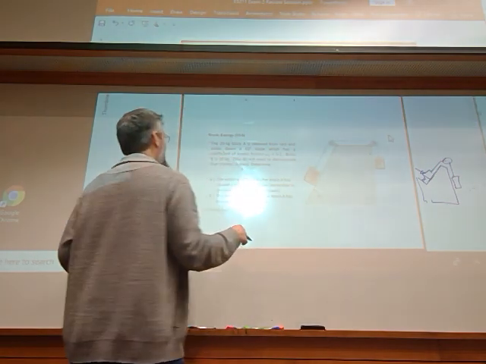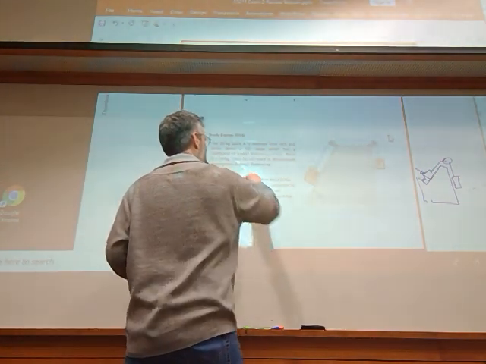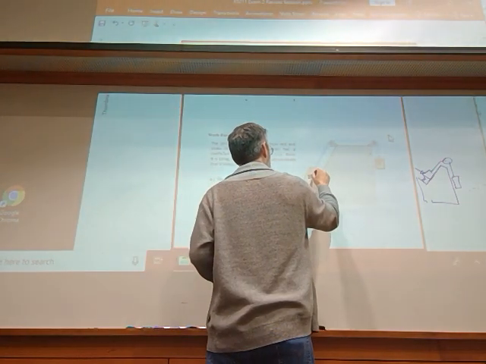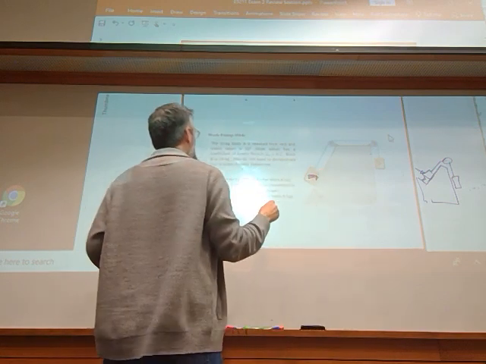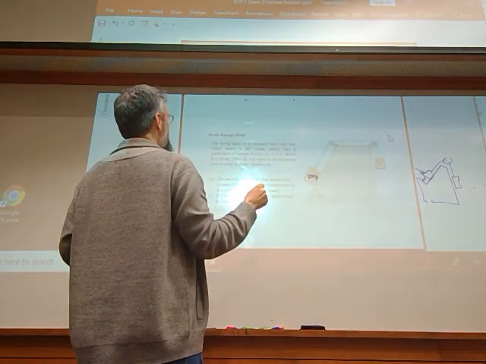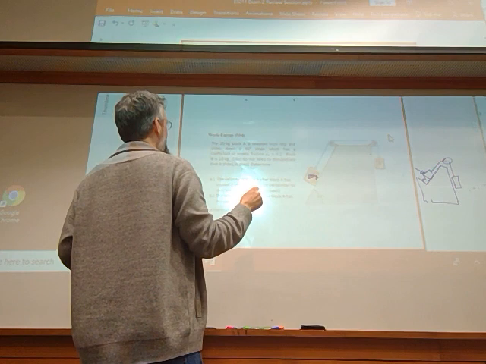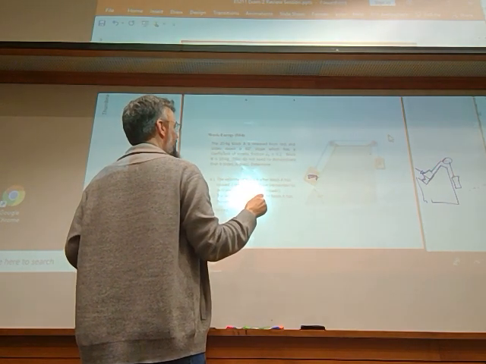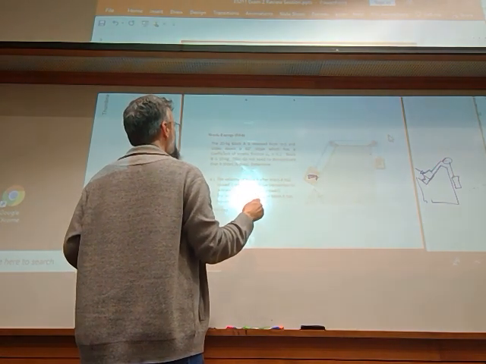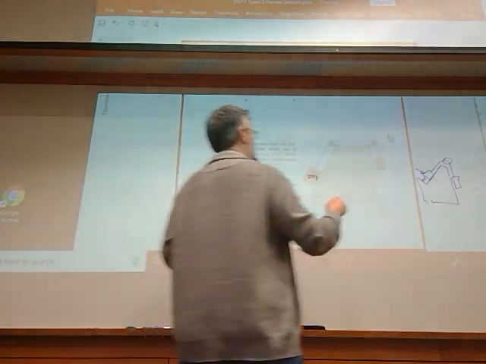But here we have a 20 kilogram block. So this is 20 kilograms right here. And it's released from rest and it slides down the slope. Okay. And this was the 10 kilogram.